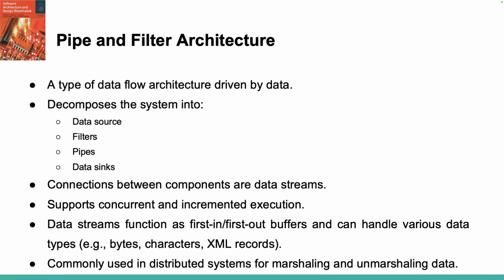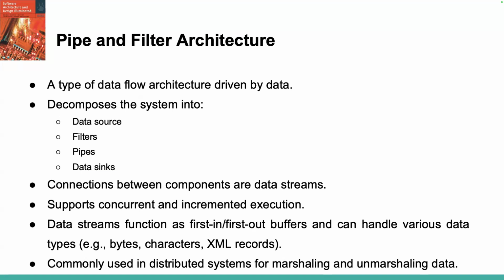This architecture is essentially a type of data flow architecture, where the system is decomposed into independent components called filters. Each filter processes data and then passes it on to the next filter through pipes, which act as conduits for the data streams. The key idea here is that each filter is responsible for a specific transformation or operation on the data, allowing the system to be broken into well-defined, reusable components.